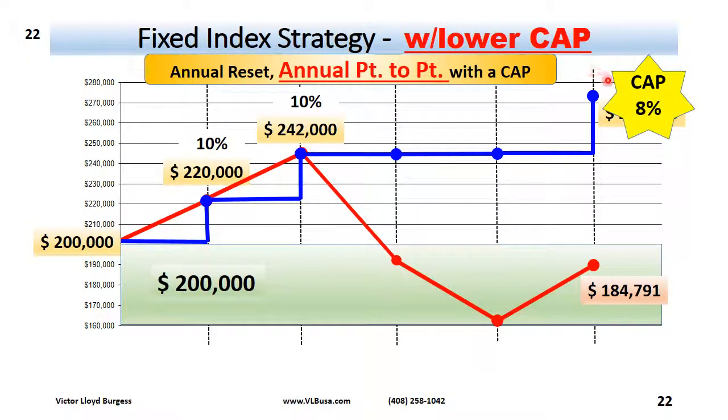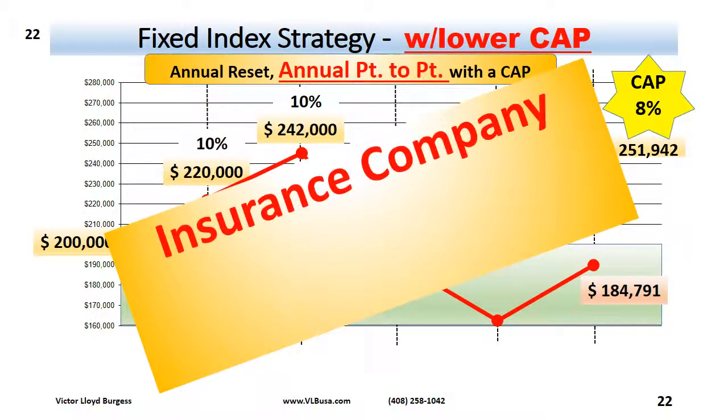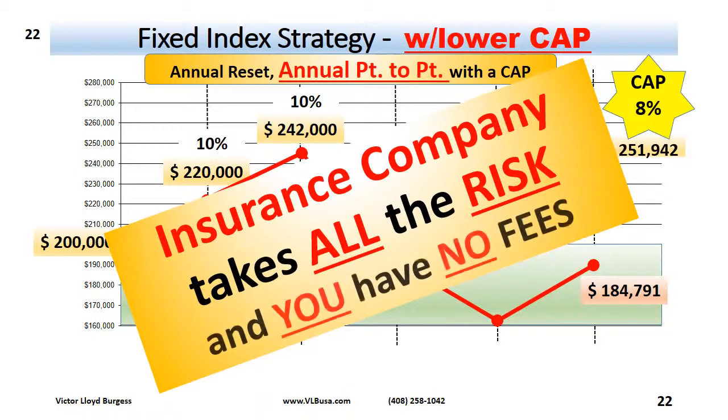Now, what happens if our 12% cap the next year is an 8% cap, or we started with an 8% cap? All it really does is our indexing strategy now has an 8% cap. That means instead of getting to 10%, we got 8%. But when the market was down, we also didn't lose any of our gains. We were able to keep it. So we still end up here at a $251,000 account versus a $184,000 account. I think I'm pretty happy. Remember, insurance company takes all the risk, and you have no fees.